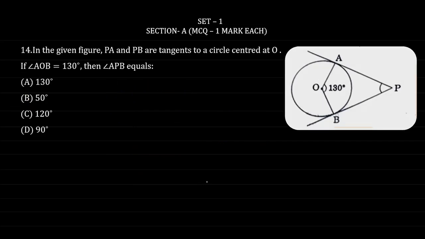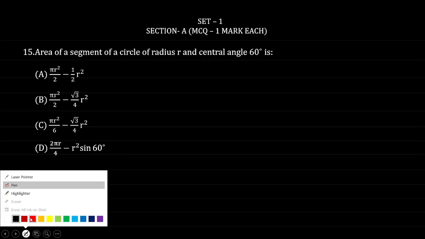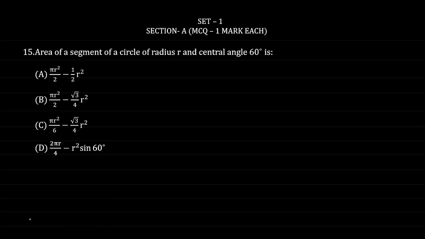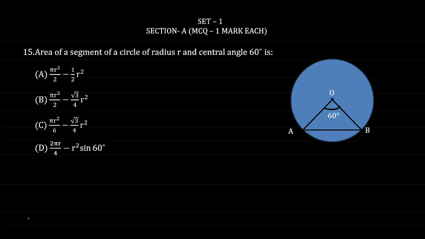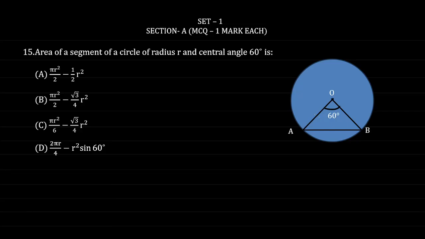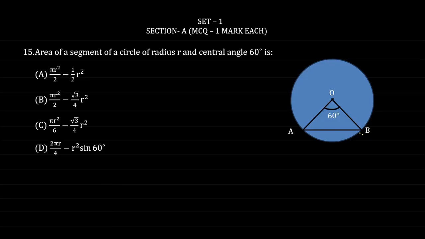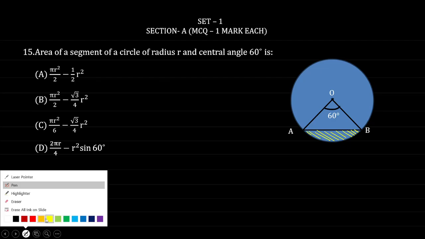Moving on to the next question. Yeah, this is very interesting. Area of a segment of a circle of radius r and the central angle 60 degrees is. So let's look at the diagram here. Yes, they are asking for the area of the segment. So let's see. This is the segment. So how do we calculate the area of the segment?